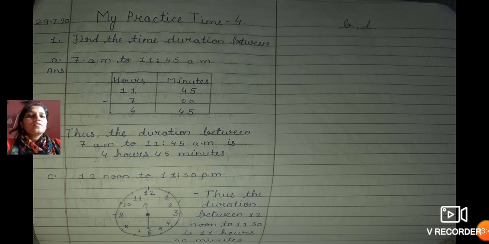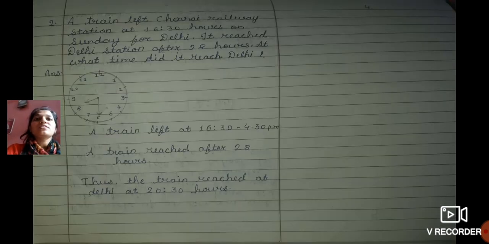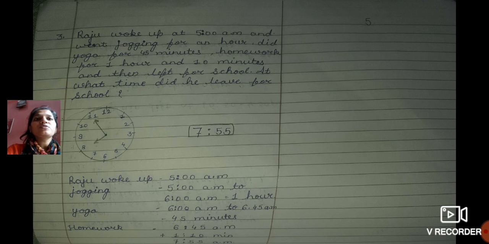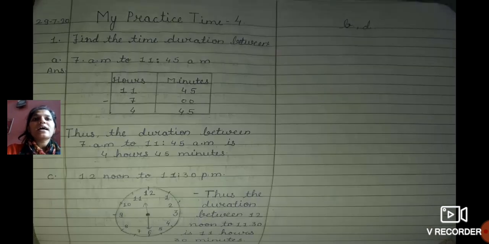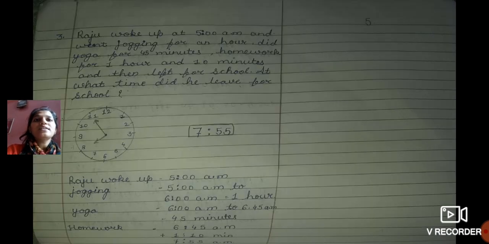So students, now on the screen you can see that I have written my practice time 4, and today's date also I have written in the corner. Okay, that is 29th July 2020. So in my practice time 4, there are, sorry, 5 questions, 1 2 3 4 5. So today at CW we are going to solve 1, 2 and 3. 4 and 5 will be homework.